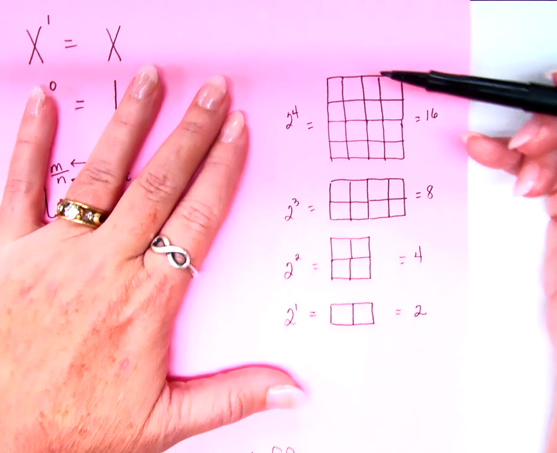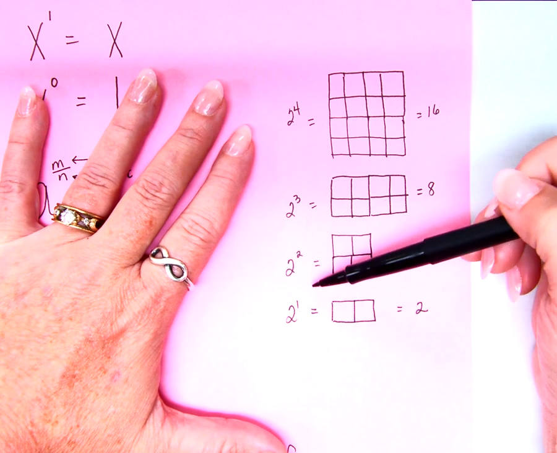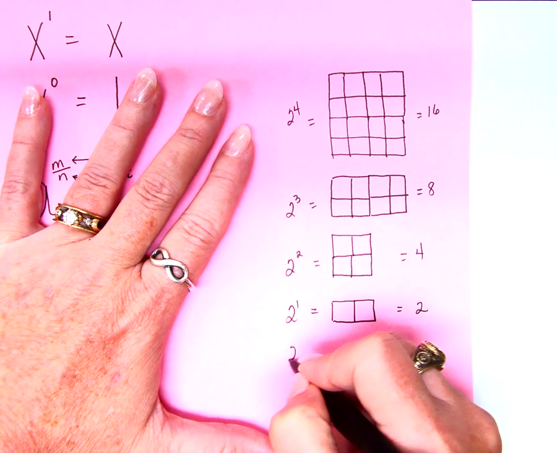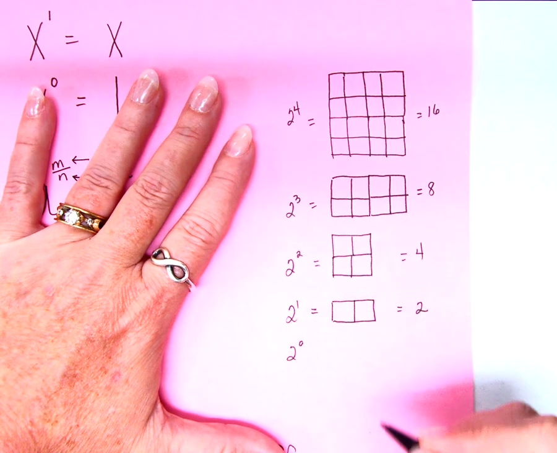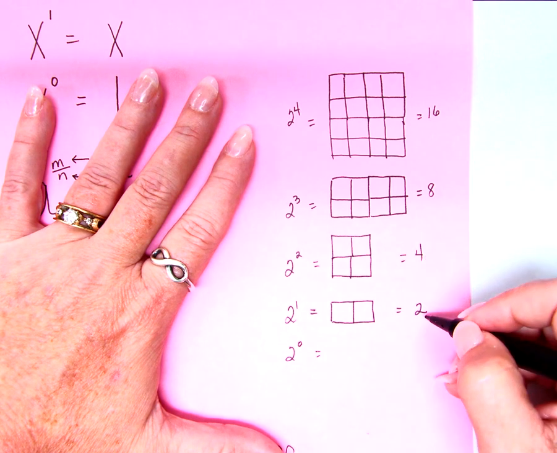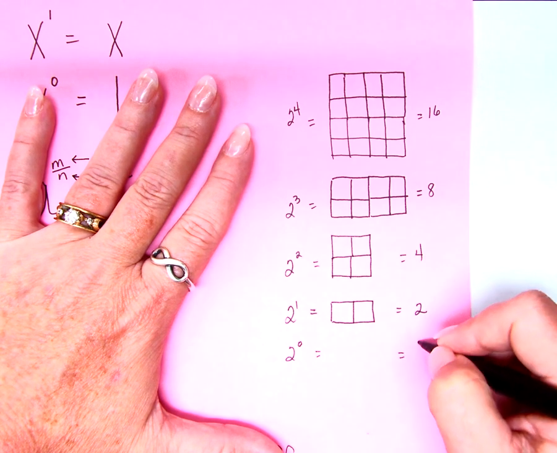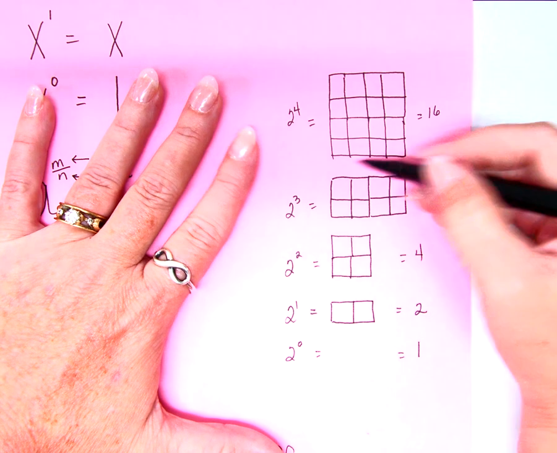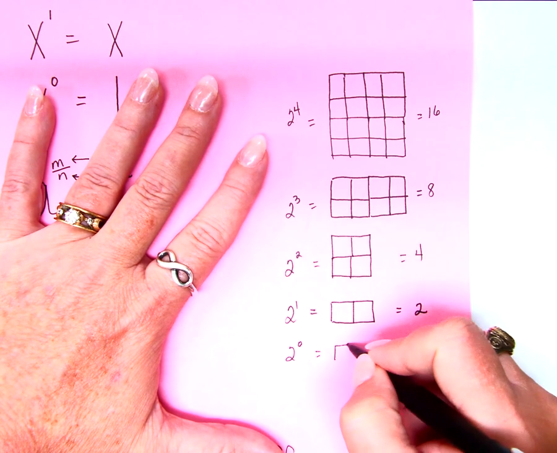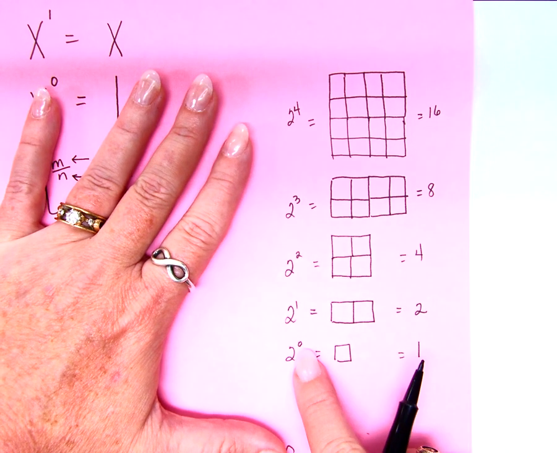So what if we went backwards? What if we went this way with the exponents? What's happening that way? Subtracting 1. So what should be the next one? 2 to the 0, right? What's happening this way for the answers? I'm dividing by 2 every time, right? Well, what's this divided by 2? 1. Even the shapes, square, rectangle, square, rectangle, square. How many squares are there? 1. 2 to the 0 power is 1.